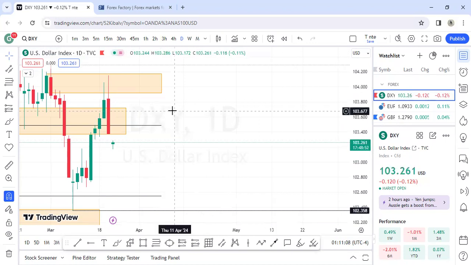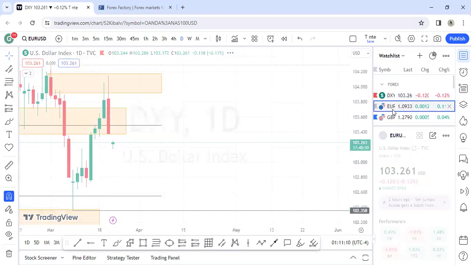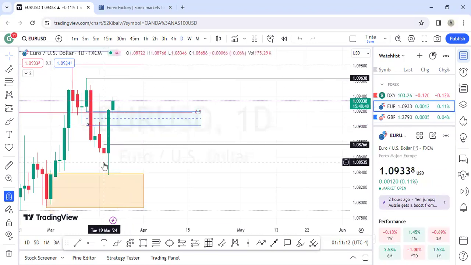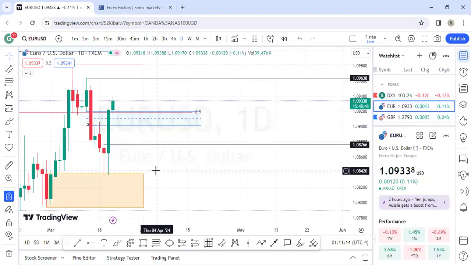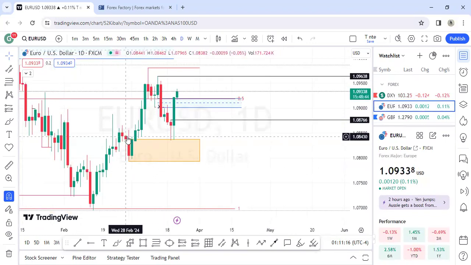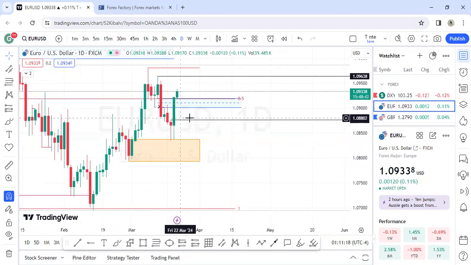All right, so let's look at EURUSD. Remember what I told you guys yesterday, don't forget. I told you guys clearly that price was going to take out the previous daily high. I marked the level out.